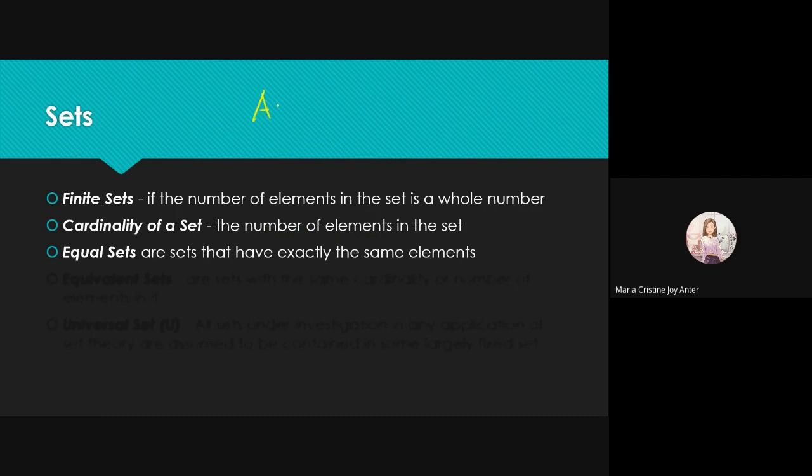We have set A na ang iyahang elements kay 1, 2, and 3. We also have set B that has elements 3, 2, and 1. Two sets are equal when they have exactly the same elements. Observe that sets A and B have the elements 1, 2, and 3 exactly the same. Okay? Hence, we can say that set A is actually equal to set B. By determining na parehaman sila og elements.